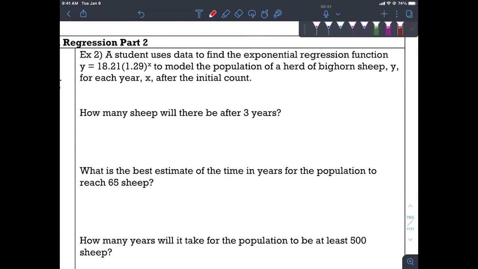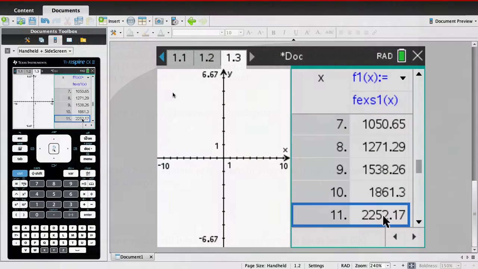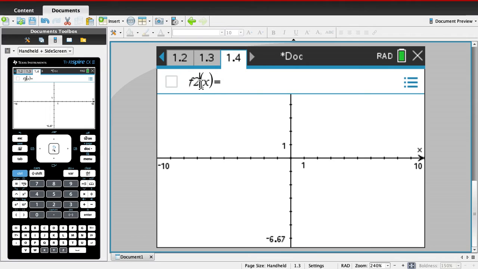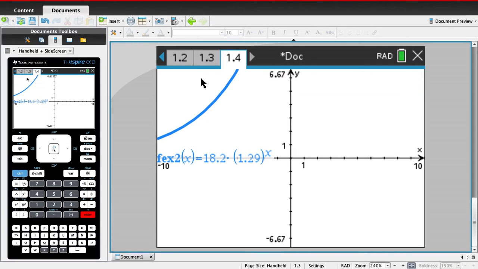A student uses data to find the exponential regression function y equals 18.21 multiplied times 1.29 to the power of x to model the population of a herd of bighorn sheep y for each year x after the initial count. So here they're asking me a couple of questions about this equation. So first thing I'm going to do is graph this equation. So I'm going to call this FEX2. And I'm going to plug in this equation. I'm showing you the other way of how to do this. All right, so I got it. It looks pretty exponential to me right now.